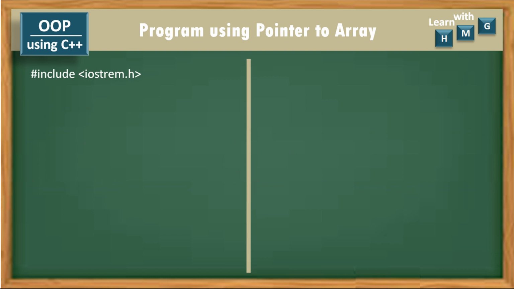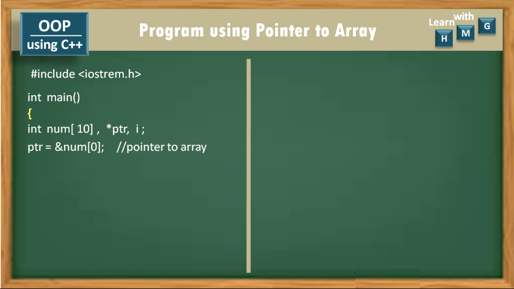First of all, include your header file iostream.h, start the main function, and declare the array. My array name is num and the size of the array is 10 elements. Star ptr is the pointer, and I is the variable required for setting the loop as index variable. Let us initialize the pointer with the address of the first element, that is ptr is equal to ampersand num of 0. Like this we have set the pointer to array.